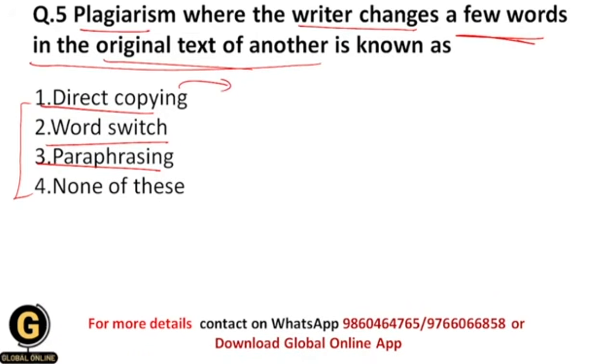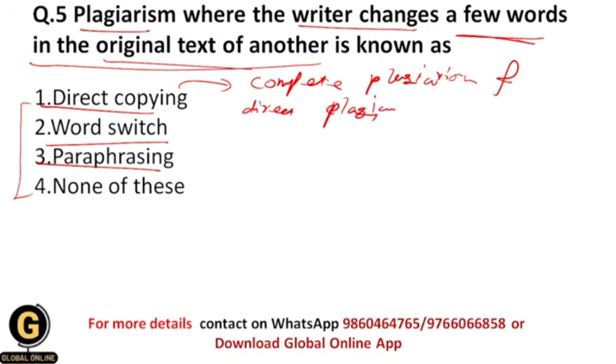So direct copying happens in complete plagiarism or direct plagiarism. Complete plagiarism means we are completely copying someone else's work in our research, and we are saying that it's our own work. This is called complete plagiarism. And what is direct plagiarism?